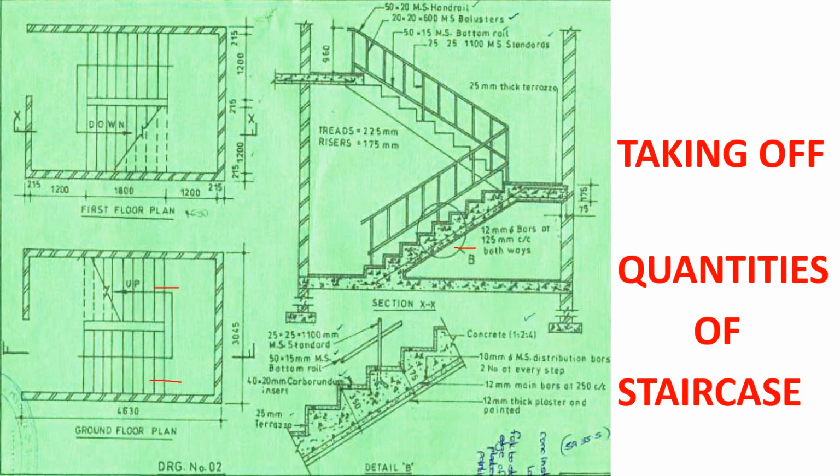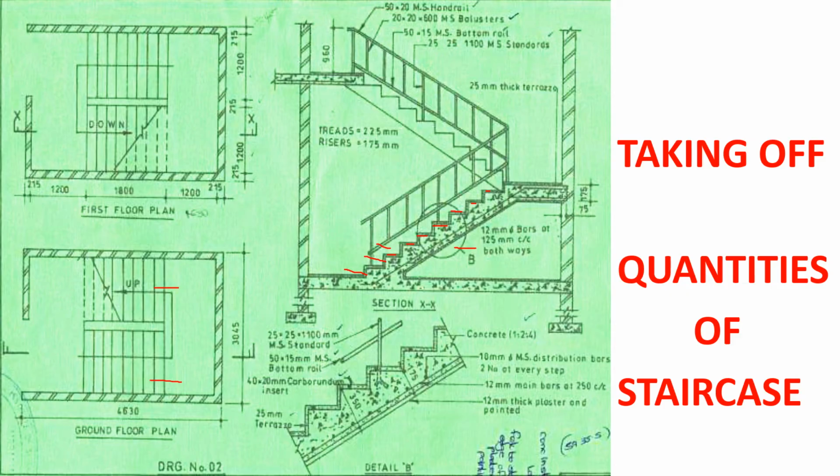Now if we look at the section, we've been given some details. So we have the measurement of the staircase here, and if you look at the section XX, we've been given the treads are 225 millimeters, the risers are 175 millimeters. These are the risers, and then these are the treads, where we step on as we climb up or come down.